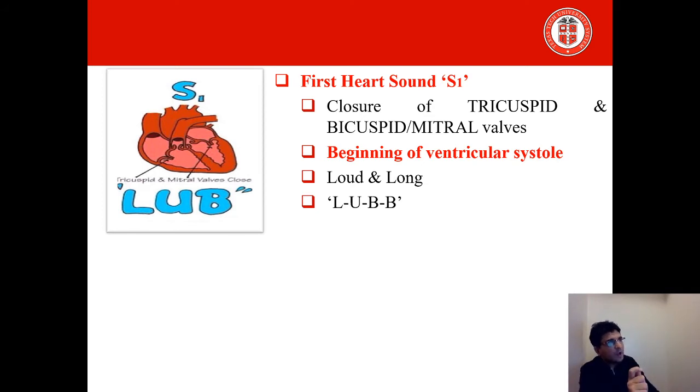If we talk about the first heart sound, just think about the fifth intercostal space we have just talked about. In the fifth intercostal space, we have the tricuspid and the bicuspid. Both these valves close simultaneously, and you will listen to the first heart sound. This is the point when the ventricular systole begins. This heart sound is loud and long, and it sounds as lub. You can remember that if it's lub, it is loud and long, and it is due to the closure of the tricuspid and the bicuspid valve.